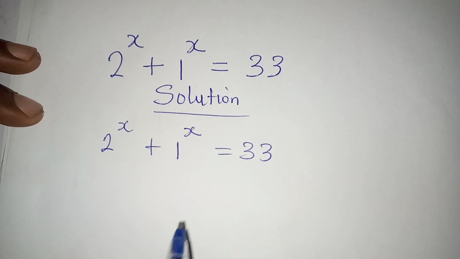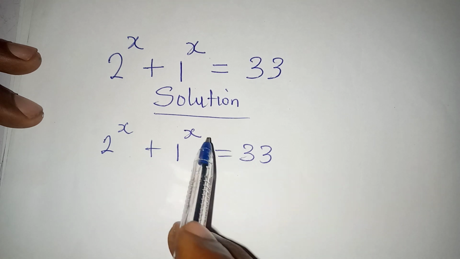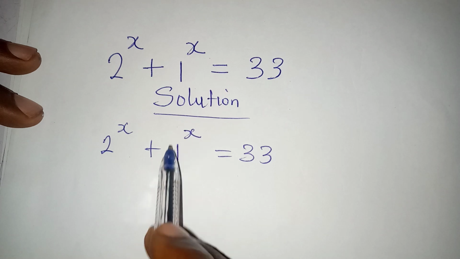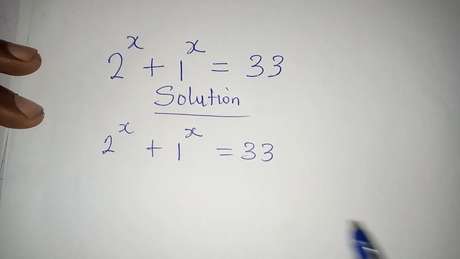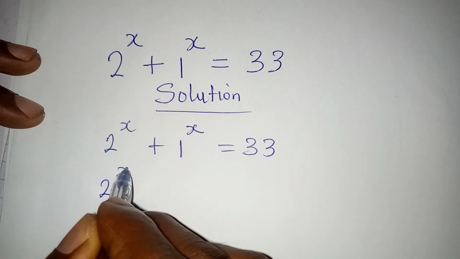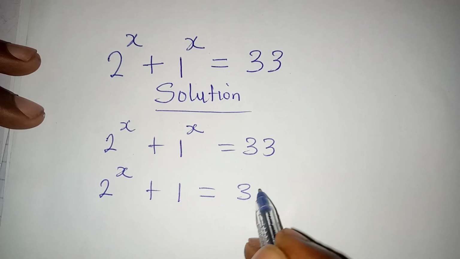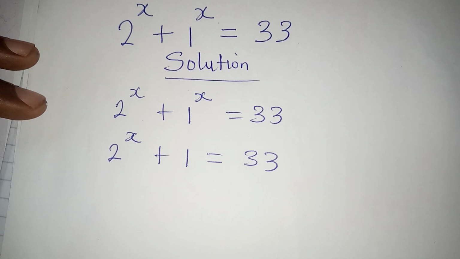Okay, now remember that 1 raised to any number is the same 1. So even if we have 1 to the power of 10, it is 1. 1 to the power of negative 10, it's still 1. So therefore, this is the same thing as 2 to the power of x plus 1 equal to 33. Is that taken?